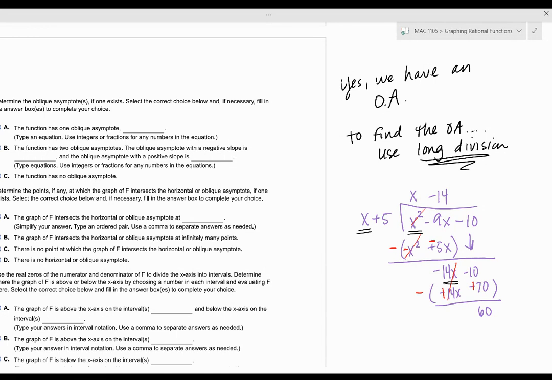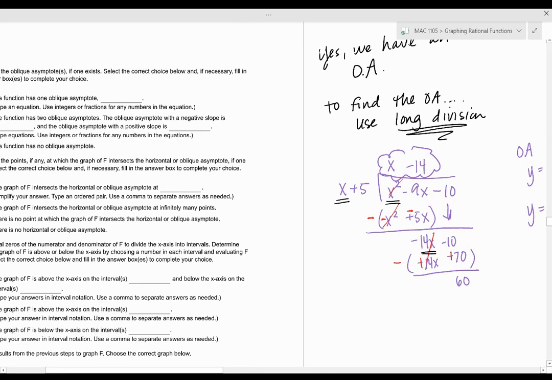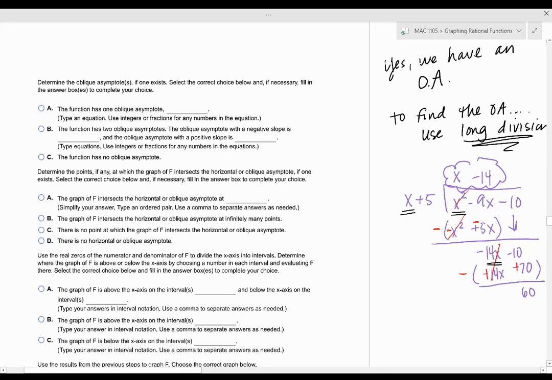Okay, so when they ask us for where the oblique asymptote is, the oblique asymptote is always y equals whatever the quotient is once you do long division. So ours is going to be y equals x minus 14. We don't care anything about the remainder. All we care about is the quotient. So we have one oblique asymptote at y equals x minus 14. Okay, cool.